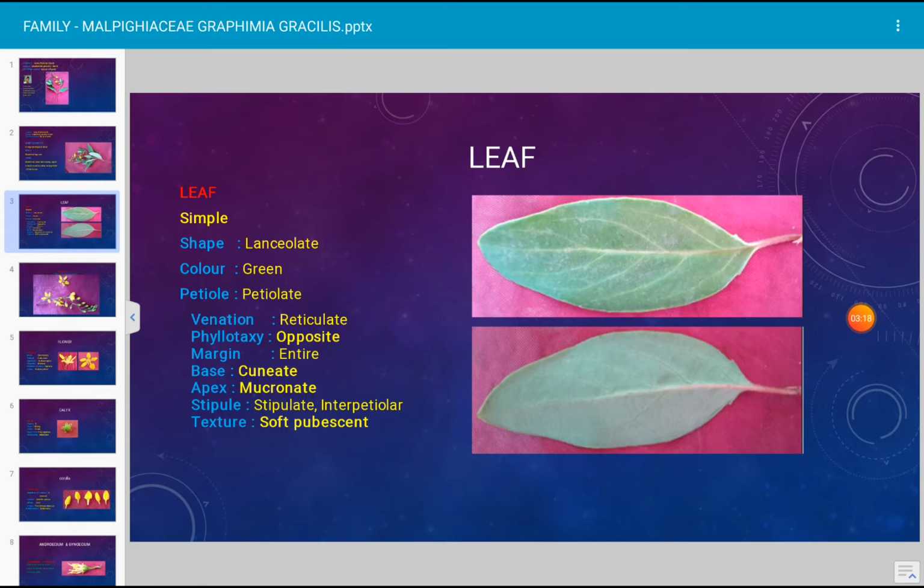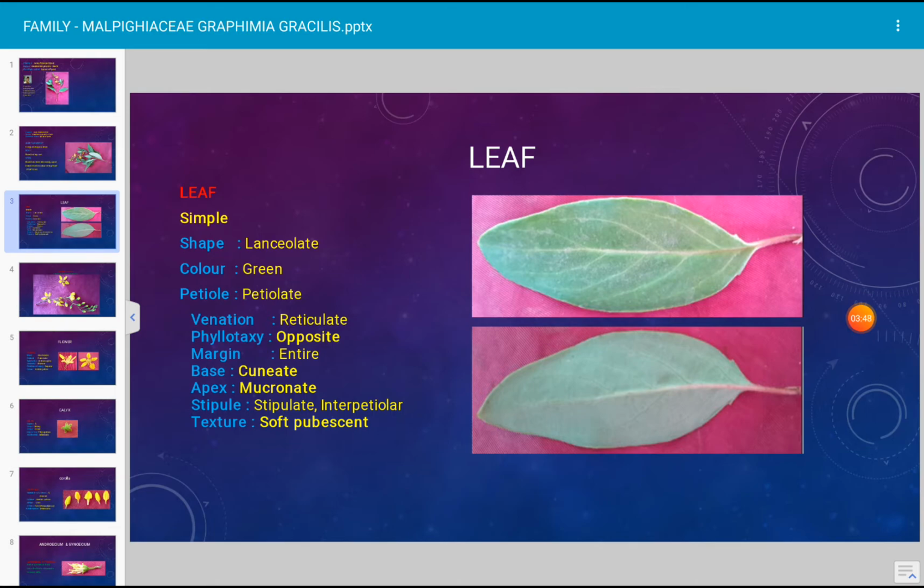How is the margin of the leaf? Margin is in continuation. It is soft. It is in continuation. Such margin as shown in the photograph is described as entire margin. Base of the leaf, it is cuneate. The cuneate meaning triangular in shape. Base of the leaf is triangular in shape. Triangular shaped base is described as cuneate in taxonomy.